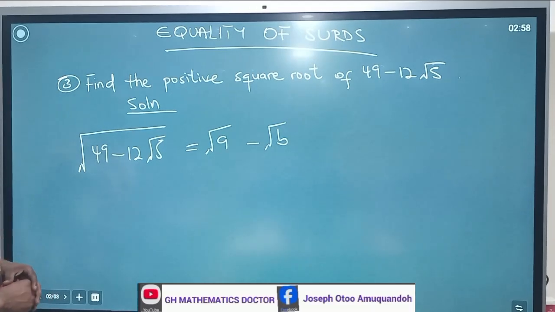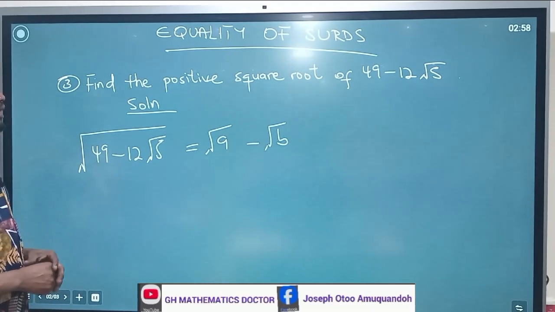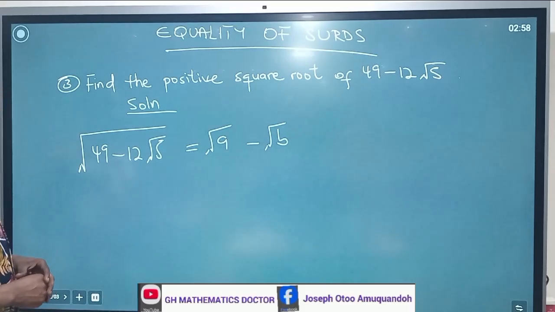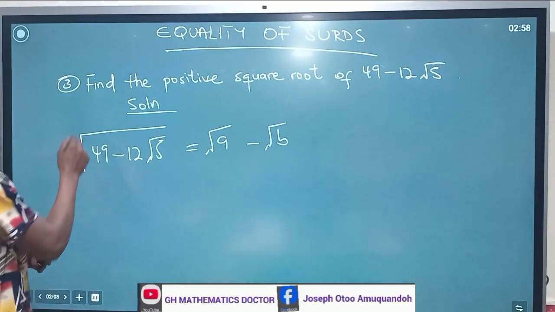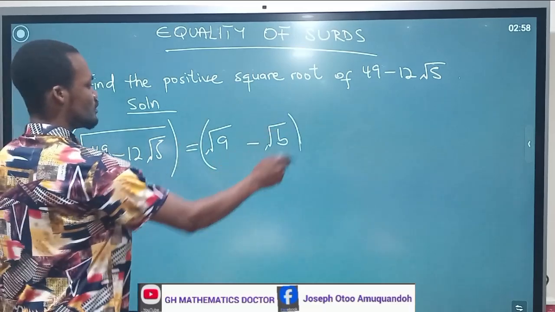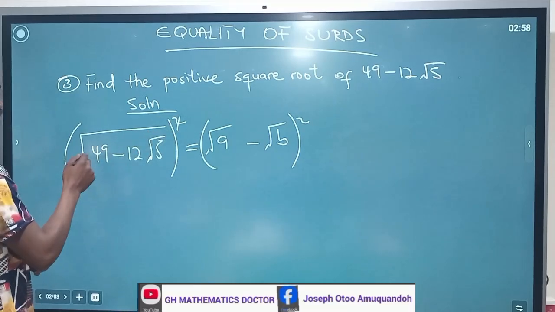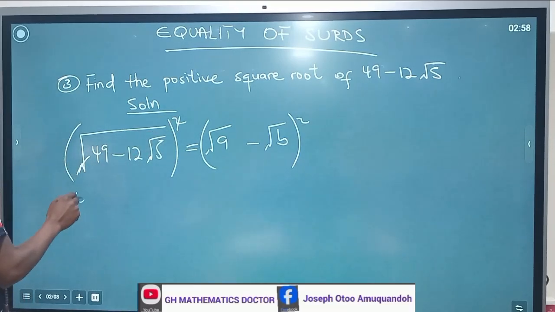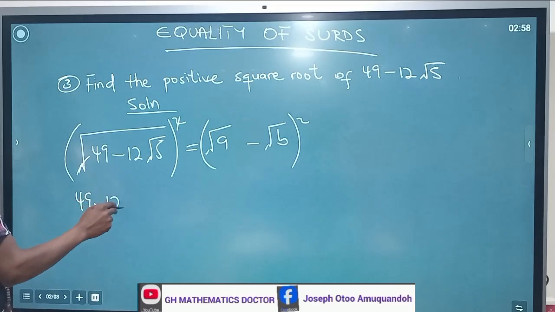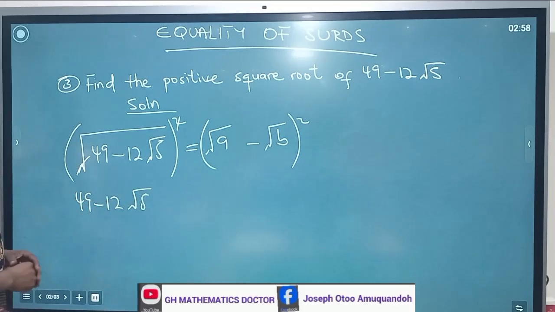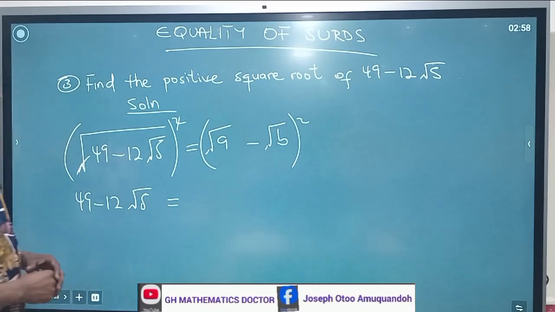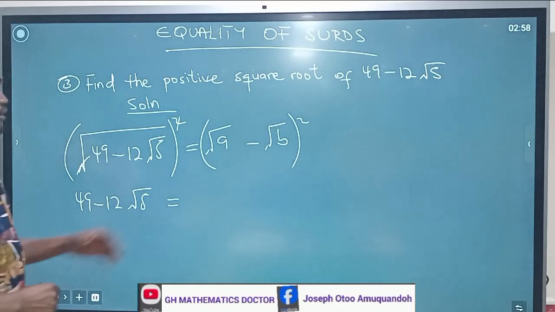Then we solve this. We are going to eliminate the square root, so we need to introduce squared to both sides of the equation. When you introduce squared, the squared cancels the square roots, so we get 49 minus 12 root 5. And at the right hand side, we use Pascal's triangle to open the bracket.